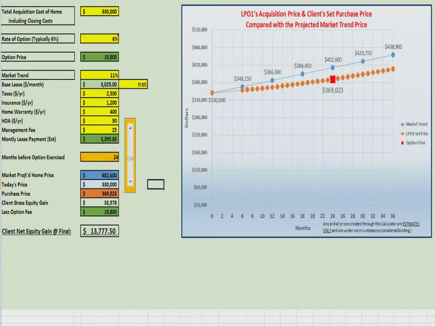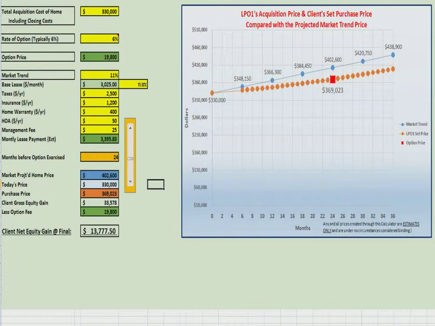So what we've got down here now is today's price of $330,000. His purchase price is going to be $369,000 after 2 years. His equity gain through appreciation in that particular market at 11% is going to be a gain of $33,578. If you subtract off his option fee up front, $19,800, you end up with a positive $13,777. This is the easiest way, by the way, to actually sell this program to somebody.